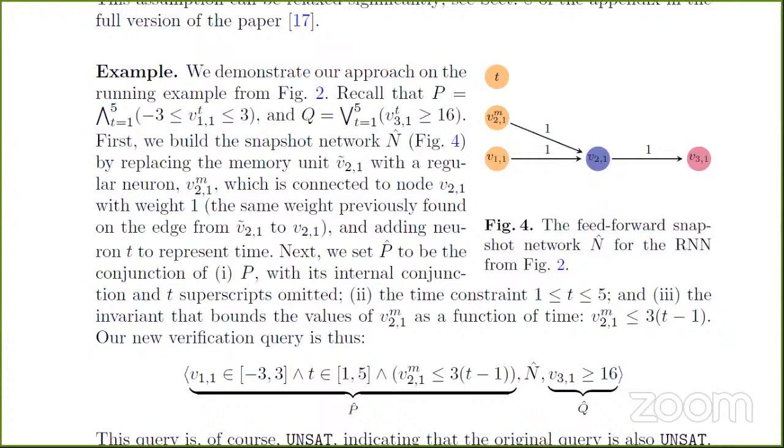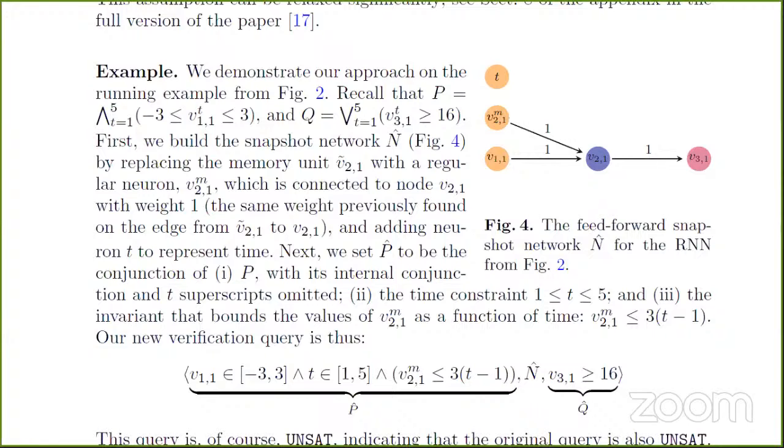So anyway, what we have is this input neuron, the hidden neuron, the output neuron, and then there are two additional neurons. There's a T neuron, which is for the time step, and there's this VM21, which is the memory neuron, which replaces the tilde memory unit.